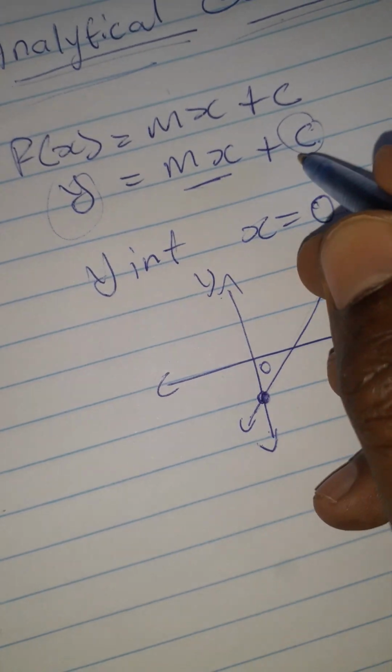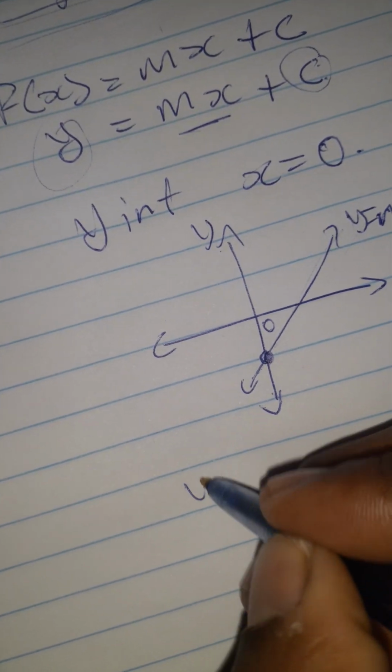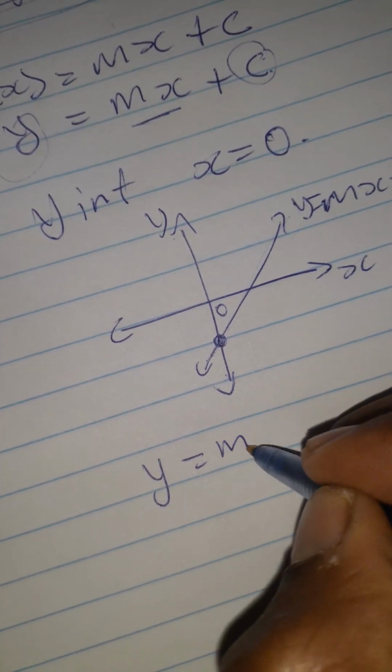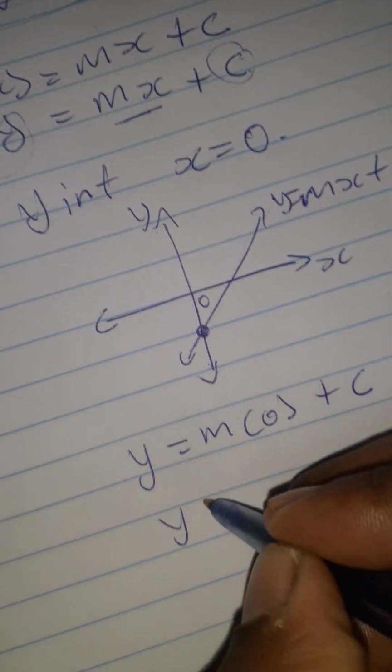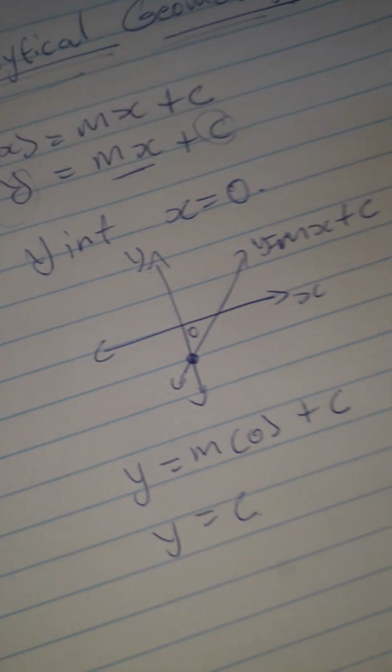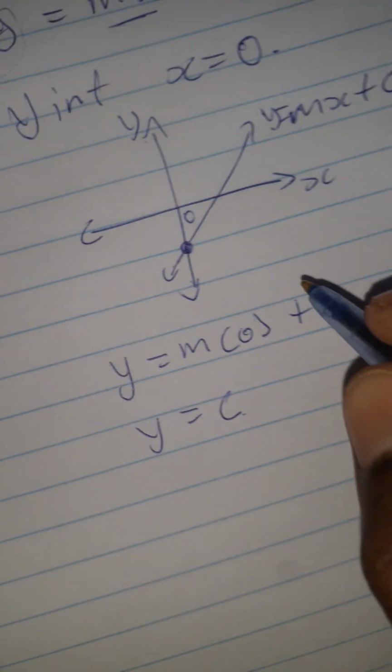To find the constant c, you simply have to substitute where there's x with 0, then you're going to have your constant c equal to the y value.